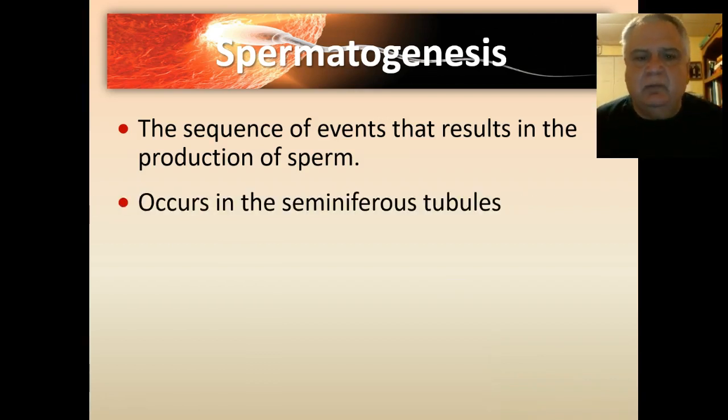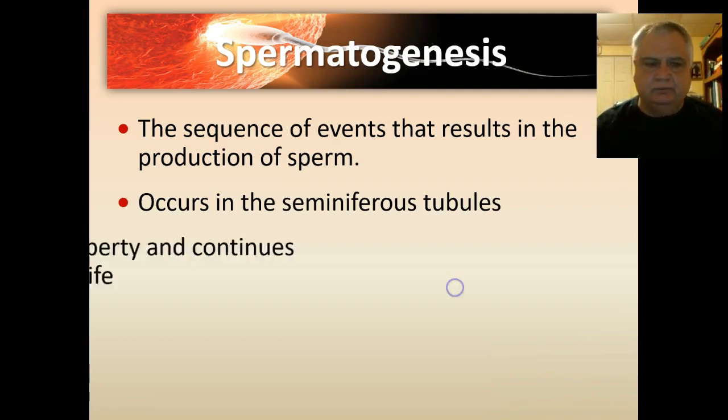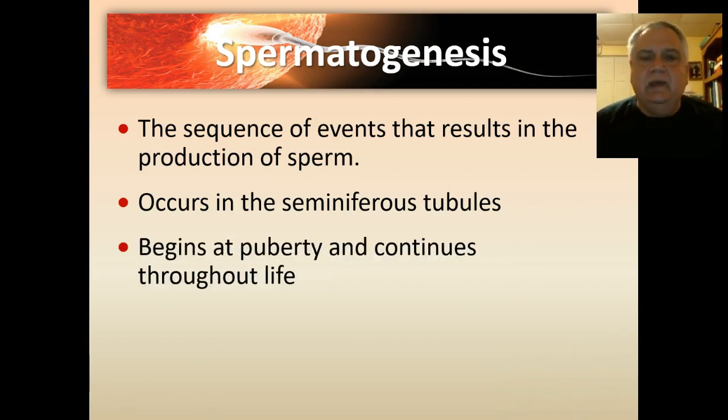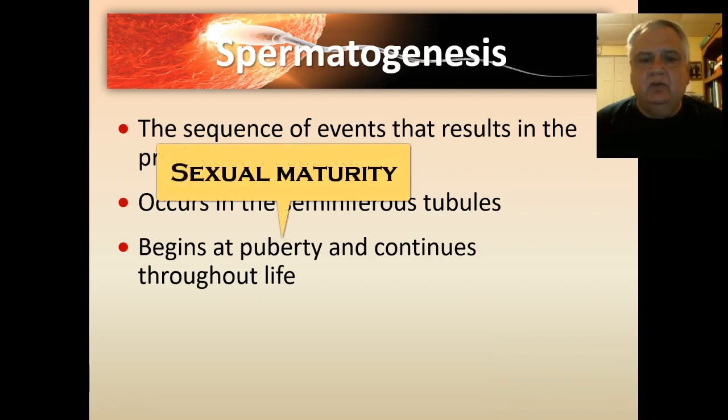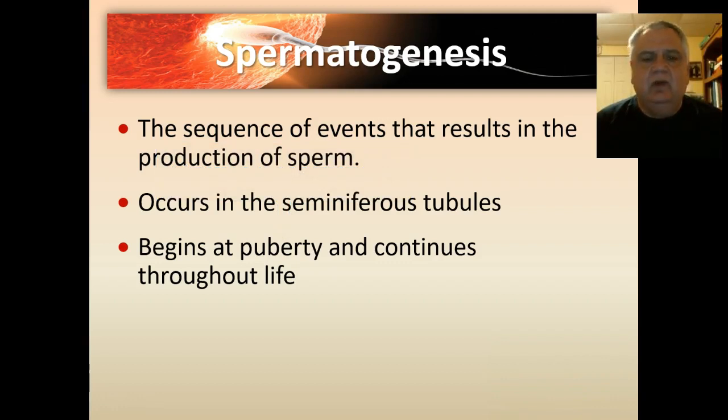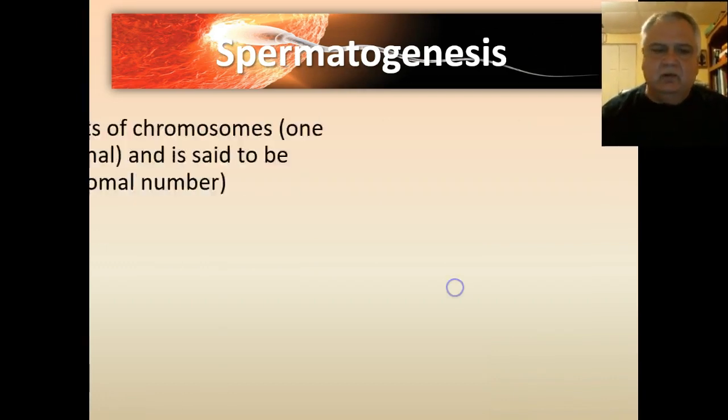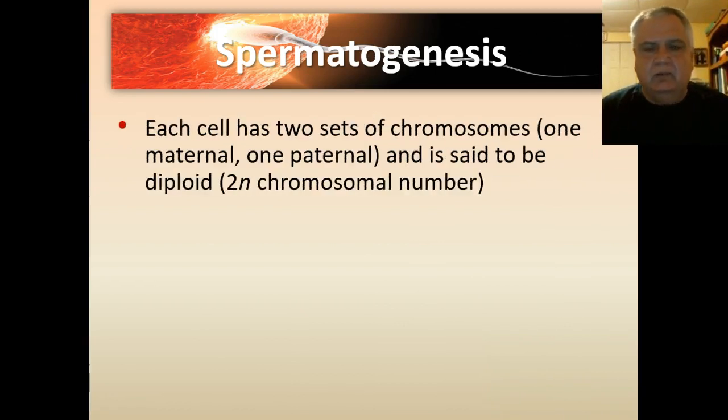So as we mentioned, spermatogenesis is going to occur in the seminiferous tubules. It's going to begin at puberty. So when the male reaches puberty, hormone levels will increase and it will activate the process of spermatogenesis. Once spermatogenesis activates at puberty, it will continue throughout the entire life of the male. So sperm production continues throughout the natural life of the male.